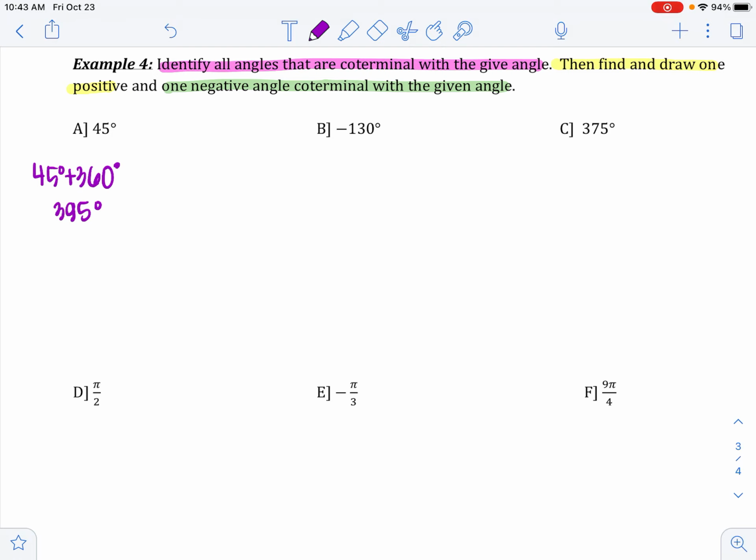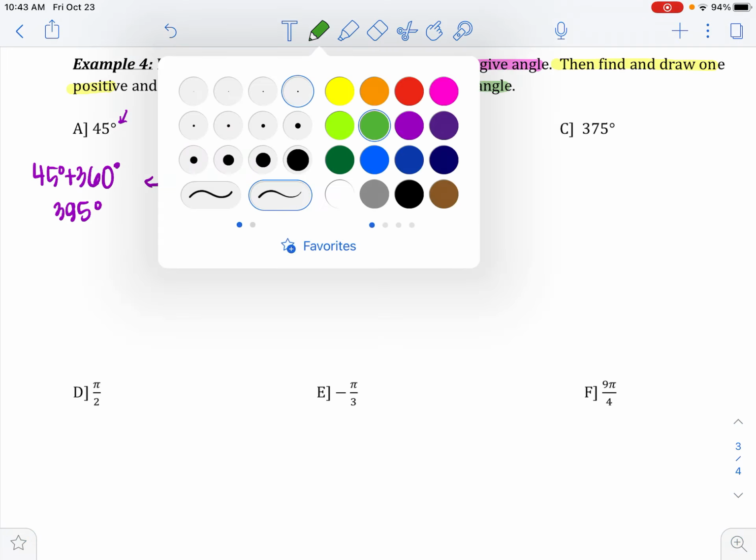So now it wants me to draw that. To draw a 405 degree angle, here's the easiest way to do it. Where's 45 degrees? This is my positive x-axis right here. 45 degrees is in the counterclockwise direction, and it's still in the first quadrant. So there's 45. Drawing your terminal side is going to be helpful.